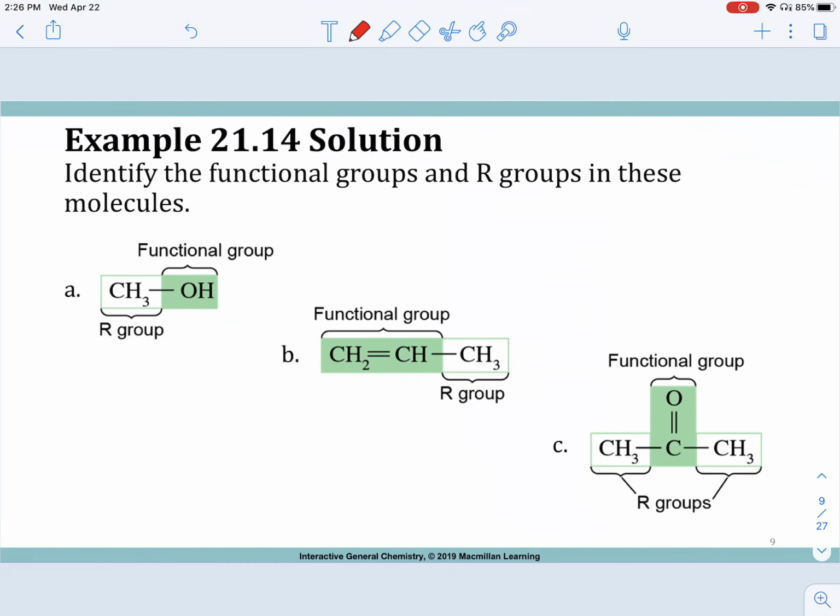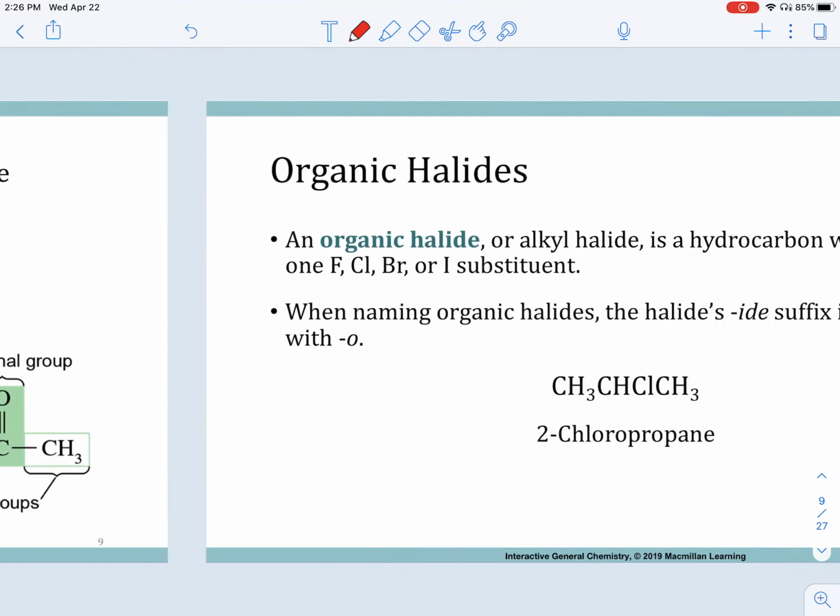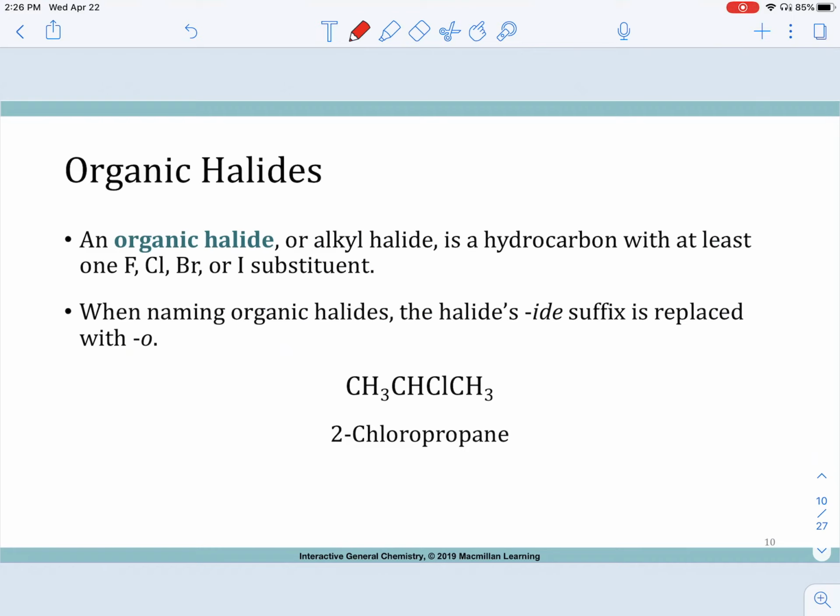In the book, it uses this highlighting scheme to show that same thing that I showed there. Okay, let's actually get into some of these specific functional groups. First, we're going to look at the organic halides, which we have seen previously when we talked about alkanes. So it's a hydrocarbon with at least one of these: F, Cl, Br, or I.